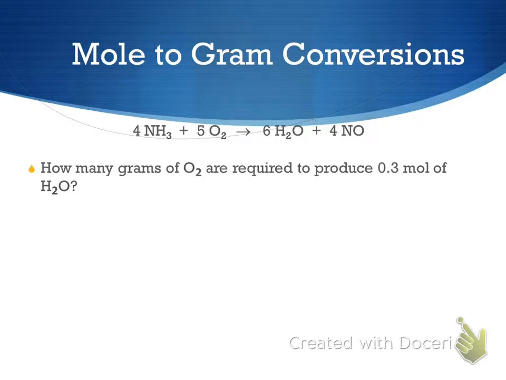Let's try this one. It's the same type of step. We're not going to move forward just yet. How many grams of O2 are required to produce 0.3 moles of water? So this time we're asking how much of our reactant is necessary to get this much product. It does not change the way you solve it, it's just working in reverse. You're still starting with 0.3 moles of water, and now you're working backward to get grams of oxygen gas.